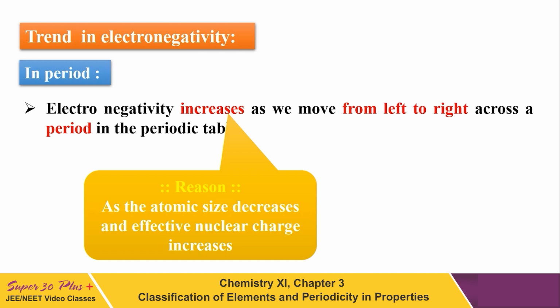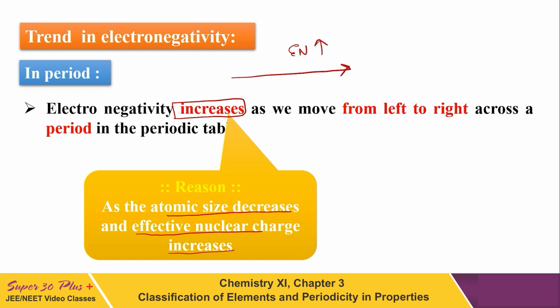So when we move across a period from left to right, then atomic size decreases. Eventually effective nuclear charge increases and tendency to attract electron increases. Tendency to gain electron increases, and as a result electronegativity also increases. So when you go left to right, electronegativity increases.